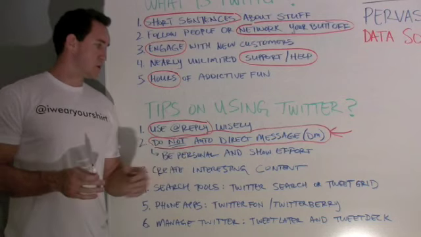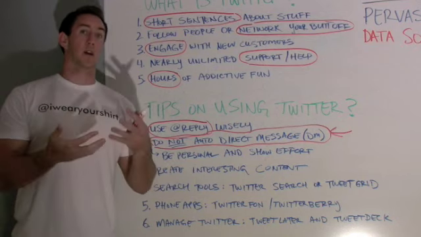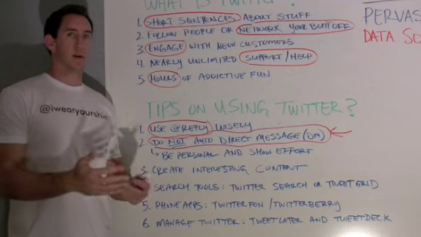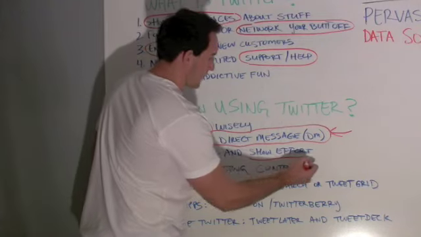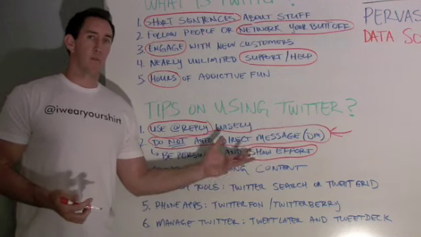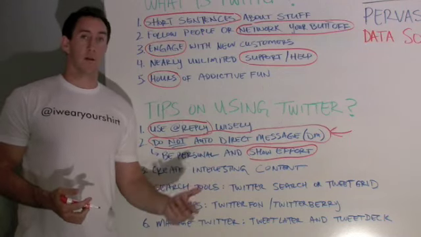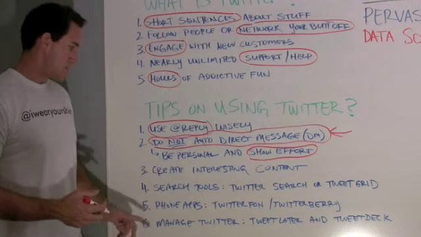So don't do it. Use the direct message feature. If you're talking to someone, if you're replying and the conversation gets a little long, just take it to direct messages. It's good Twitter etiquette. Be personal and show effort. Showing effort is a big thing, like I was just talking about. You want to make sure that you're getting involved with people, that you're taking the time to read about what they're talking about. It goes a long way. People will really appreciate it.